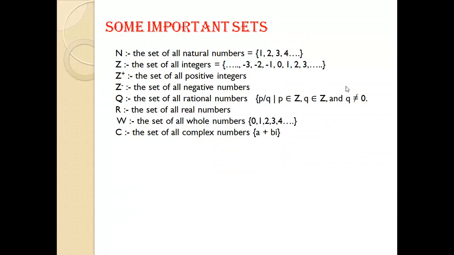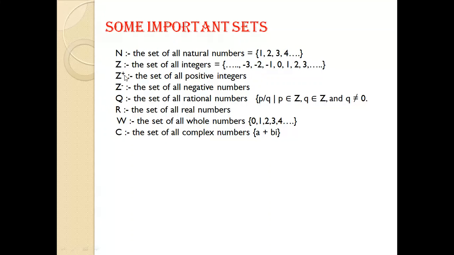Now we see some important symbols. First is N. N denotes all natural numbers, which start from 1, 2, 3, 4. Capital Z contains the set of all integers like -3, -2, -1, 1, 2, 3, and 0. Means Z contains all the positive integers, negative integers, and also 0.